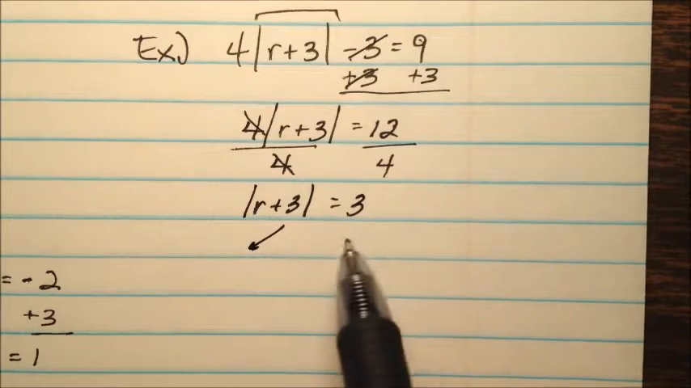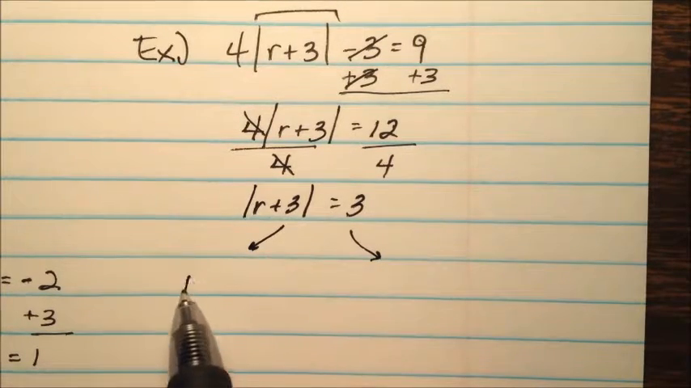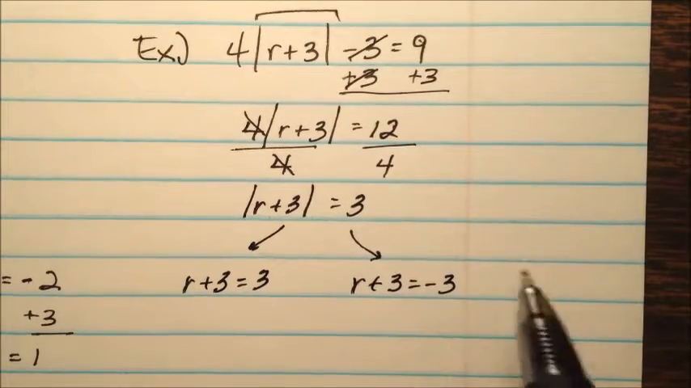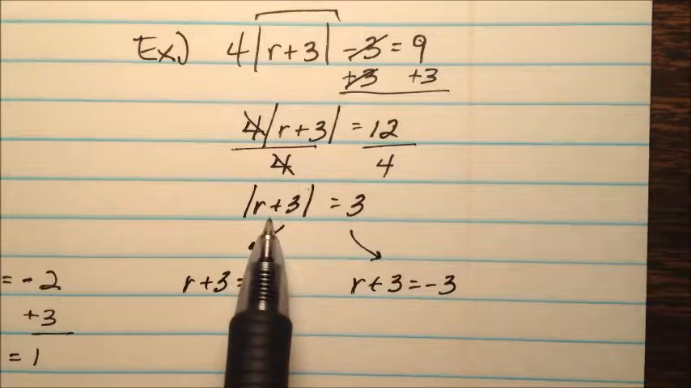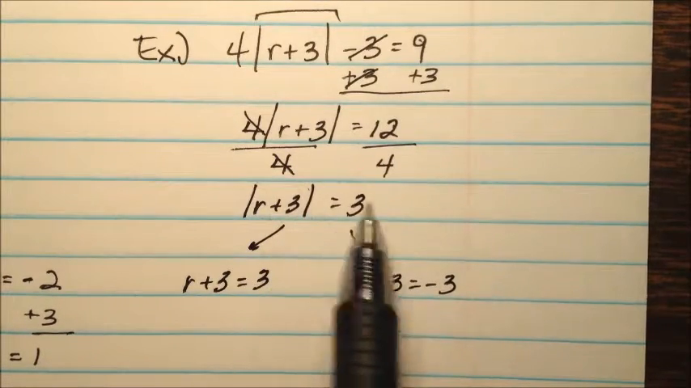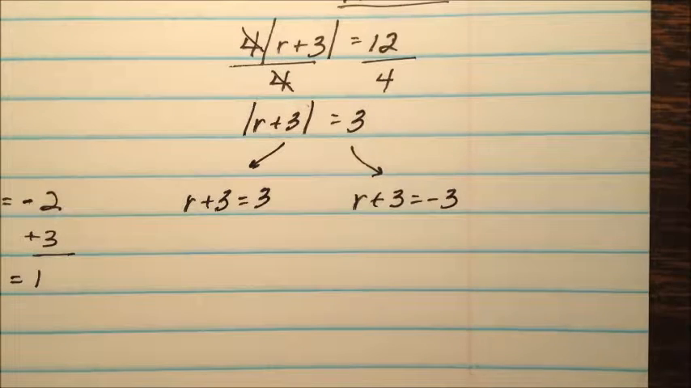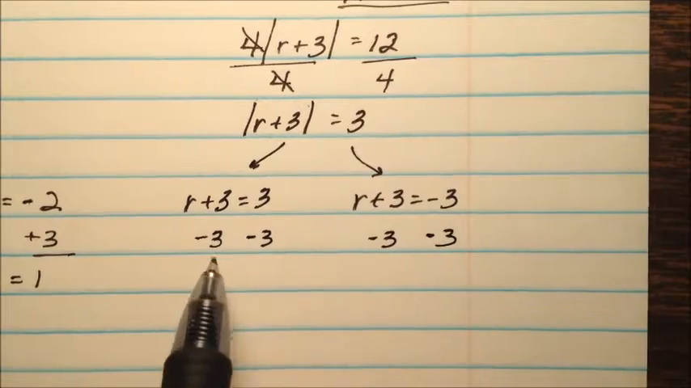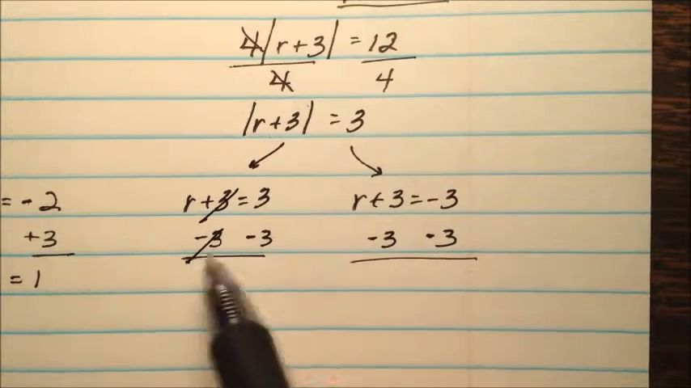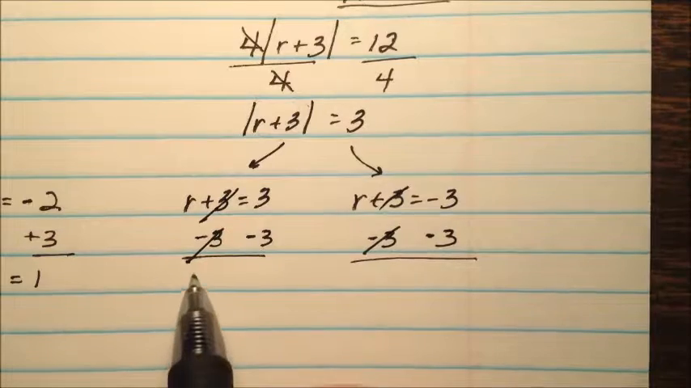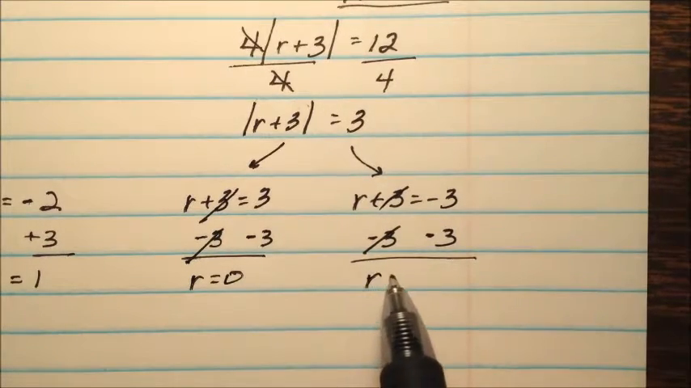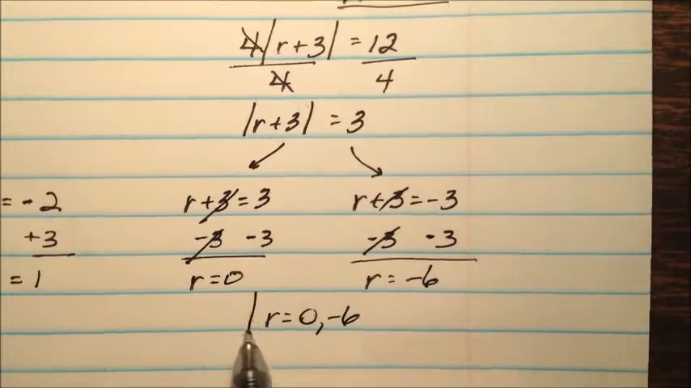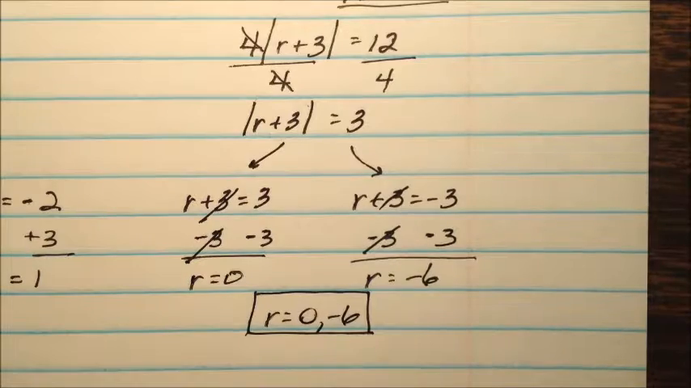Okay, so now, as we've been doing, I'm going to split it up into 2 separate equations. r plus 3 equals 3, and r plus 3 equals negative 3, because the business in here could be either positive 3 or negative 3 in order to take the absolute value to get my 3. And as we also did in previous examples, we'll use the same properties of equality on both sides to isolate our variable. These 3's will cancel here and here, and we get r equals 0, or we get r equals negative 6. So we could say r equals 0, negative 6, and that'll be our solution for that one.